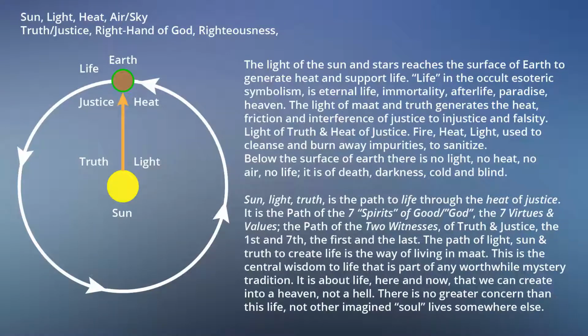Also, when the light of truth produces the heat of justice, that's when we get life. Because when the light reaches the earth and produces heat on the earth, then we get life on earth. Without the sun, there would be no heat or light on earth, and there would be no life on earth. So symbolically, the truth and justice is what allows us to produce real life, true life, actual life, authentic life, higher life, etc.